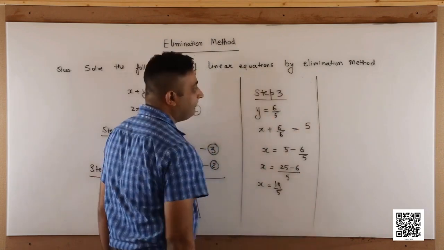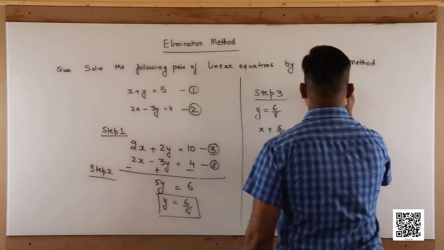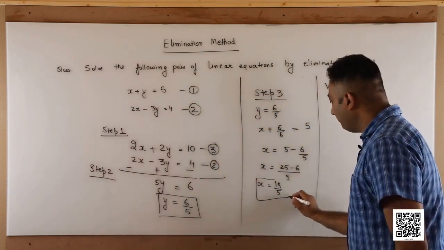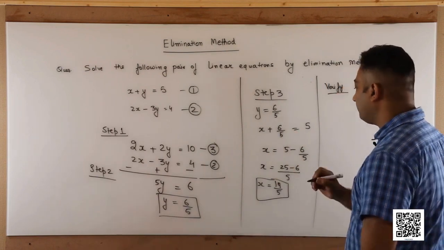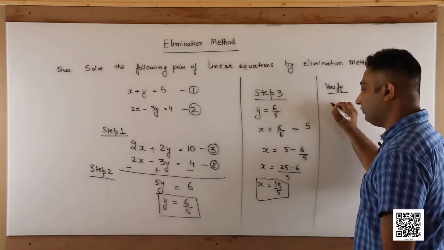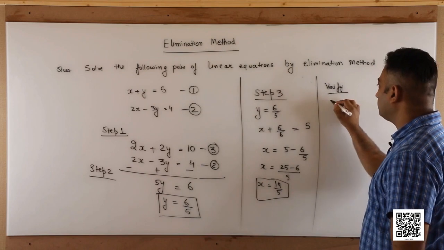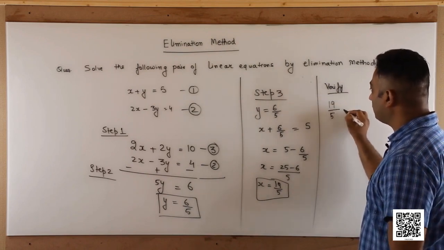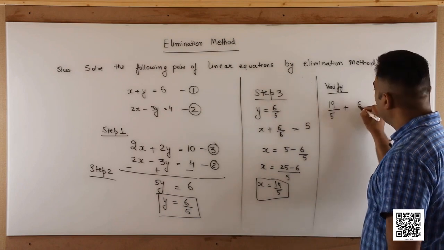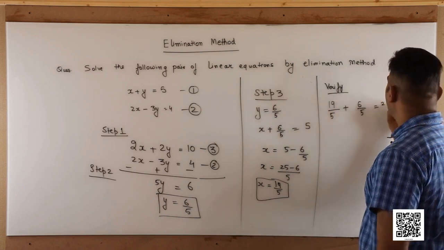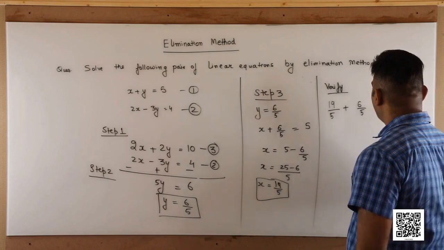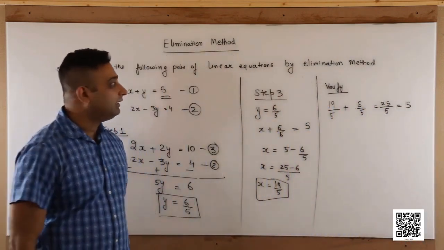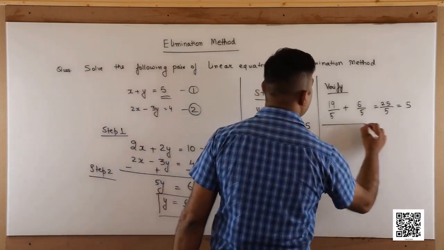So we can easily verify by putting the values of x and y in both the equations. So let us put the value of x and y in equation number 1. We get the left hand side of equation number 1 as 19 by 5 plus 6 by 5, which is equal to 25 by 5, which is equal to 5, which is equal to the right hand side of equation number 1. So it got verified.